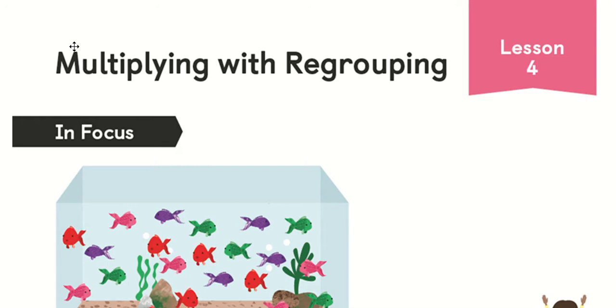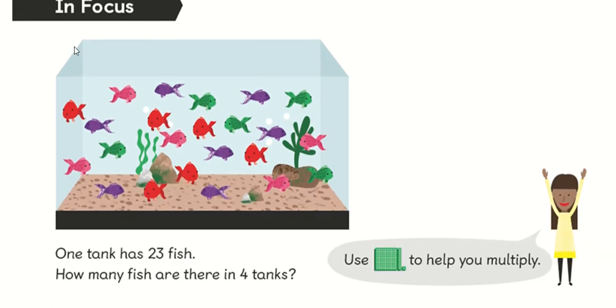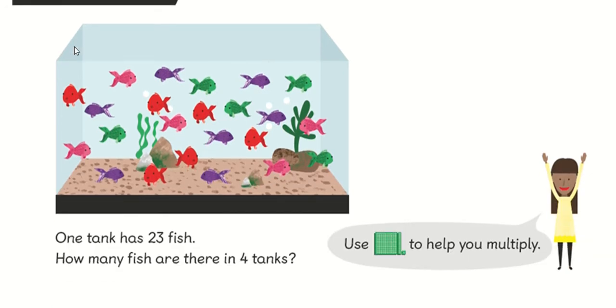Okay, so today we are looking at multiplying with regrouping, which is a bit of a fancy way of saying we're going to be doing some carrying over today in our long multiplication column method. So let's first take a look at our in focus task. Here we have a fish tank. There's lots of different coloured fish in them.